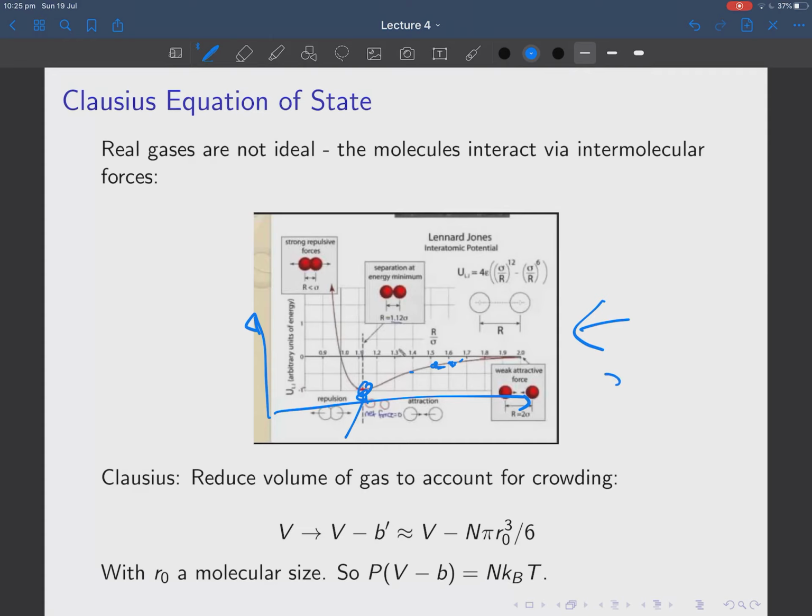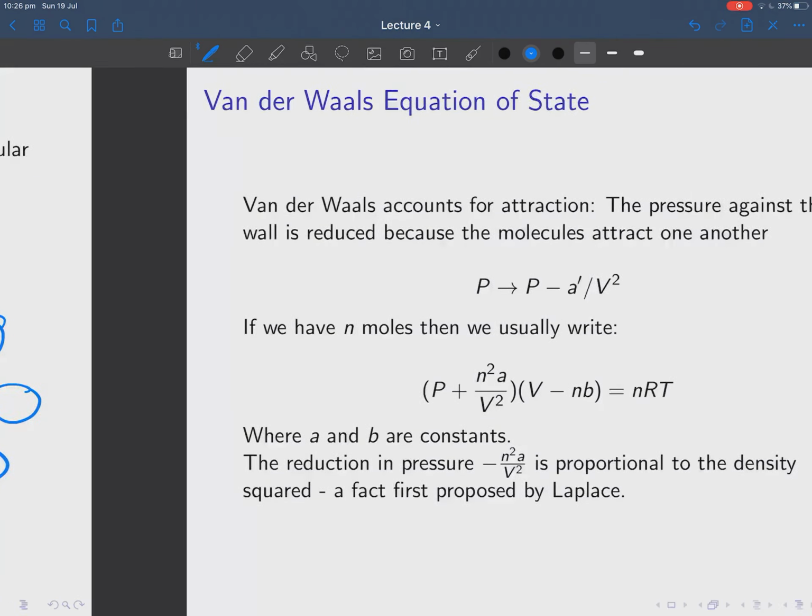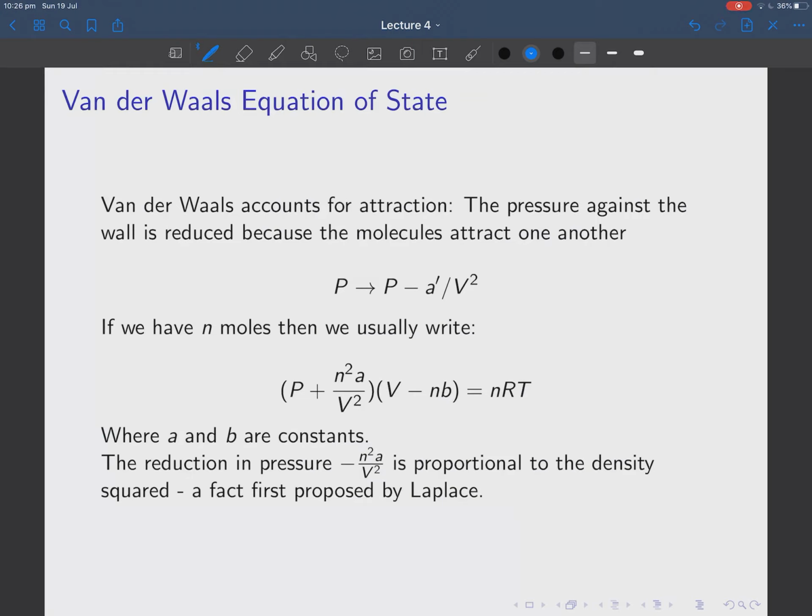Okay, so the first person to really look at real gases in a convincing way was Clausius, and he said, right, because real gas molecules actually take up some volume, we should take this thing PV equals NkT and reduce this volume, because the volume that the molecule can move in is actually less because it's going to hit some of these molecules. And so we're going to reduce the volume by this thing B prime, which is just the number of molecules times more or less the volume of a molecule. Okay, so he came up with this equation here, which is a correction to the ordinary ideal gas law, and r0 here is some molecular size. That makes a lot of sense.